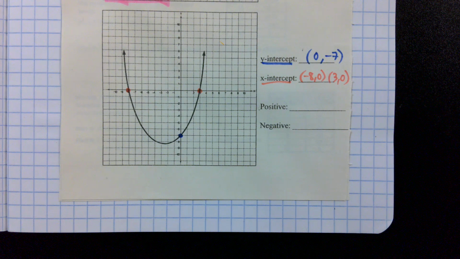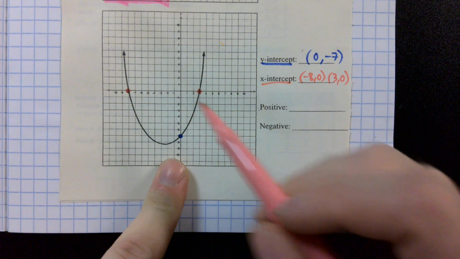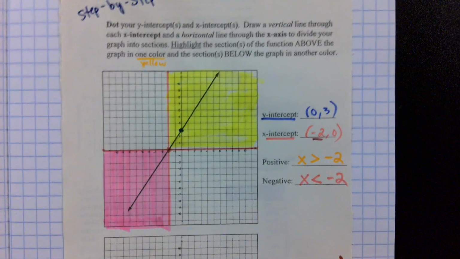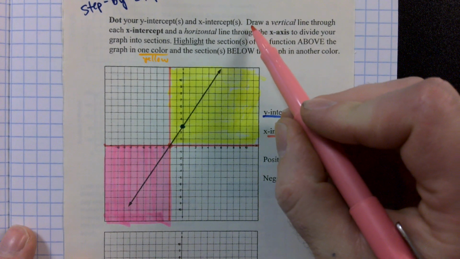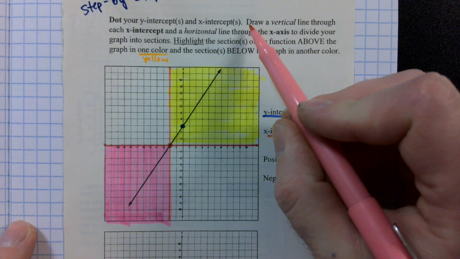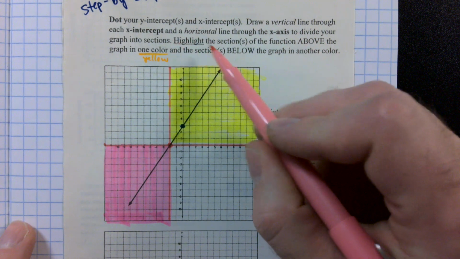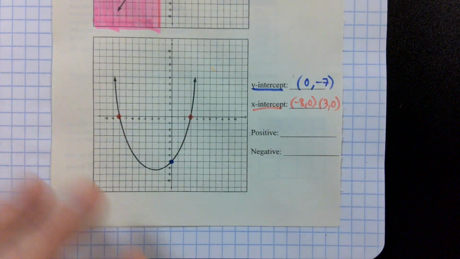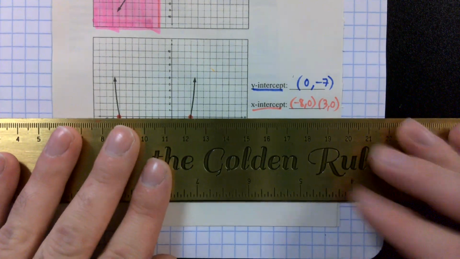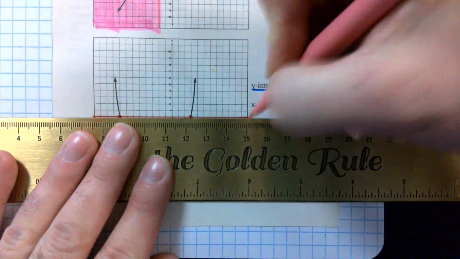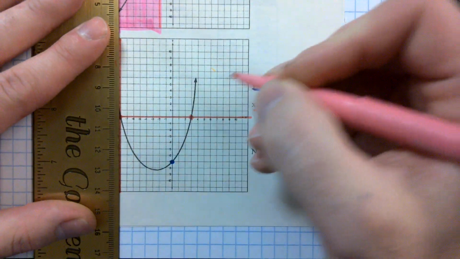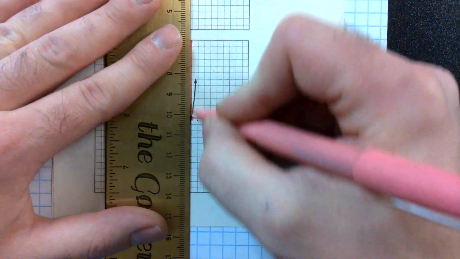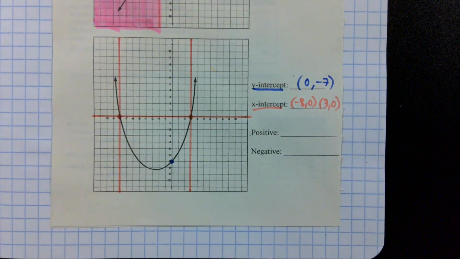This is where we got confused yesterday because it is confusing. After I dot my intercepts, what do the directions say I'm supposed to do now? Divide your graph into sections. We're going to divide our graph into sections by drawing a vertical line through each x-intercept and a horizontal line on the x-axis. So here's my x-axis, I'm going to do my line right there. Here's one x-intercept, I'm going to draw a line right there. Here's my other x-intercept, I'm going to draw a line right there. Take a moment to do that real quick.